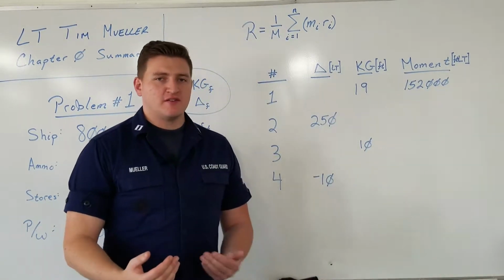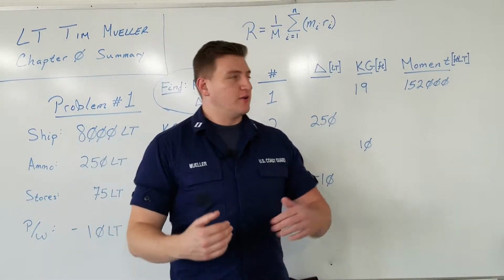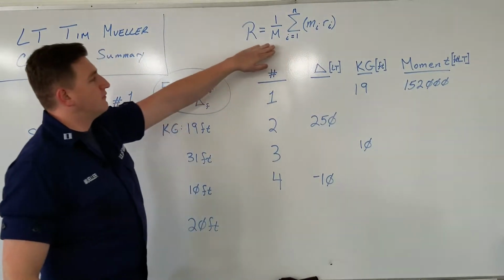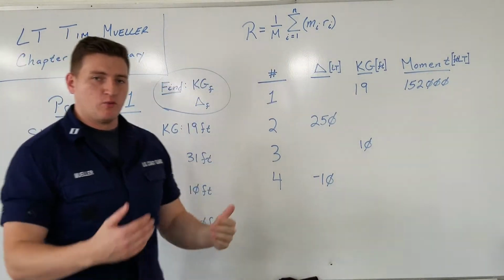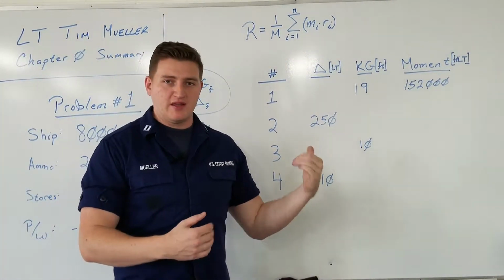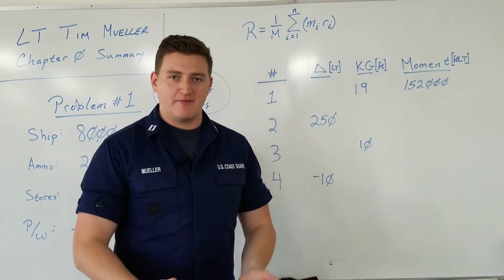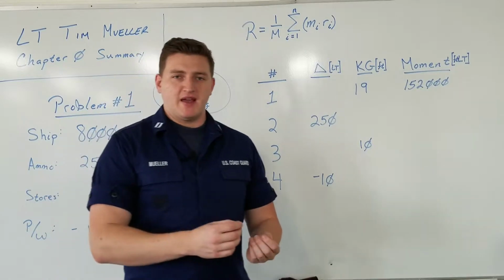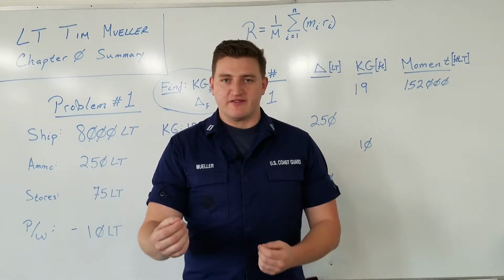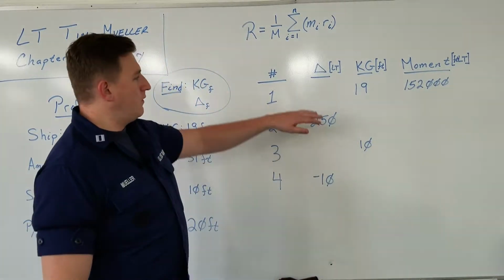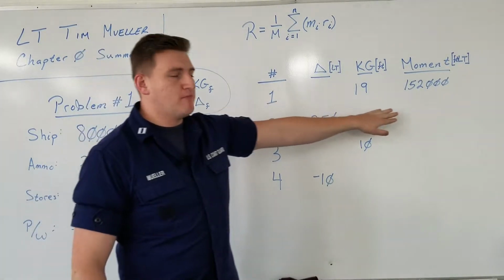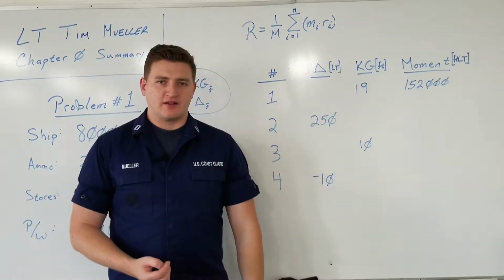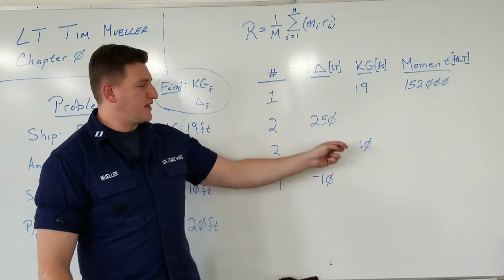Now, when you compute your center of gravity, you can either do it through the equation method, which I've rewritten up here: r equals 1 over M, r being the coordinate of the center of gravity, M being the total mass, times the summation of each individual mass or force times each individual coordinate. Or I'm going to show you how to do it the moment way. I'm going to give you a little bit of time so you can fill out this table on your own.